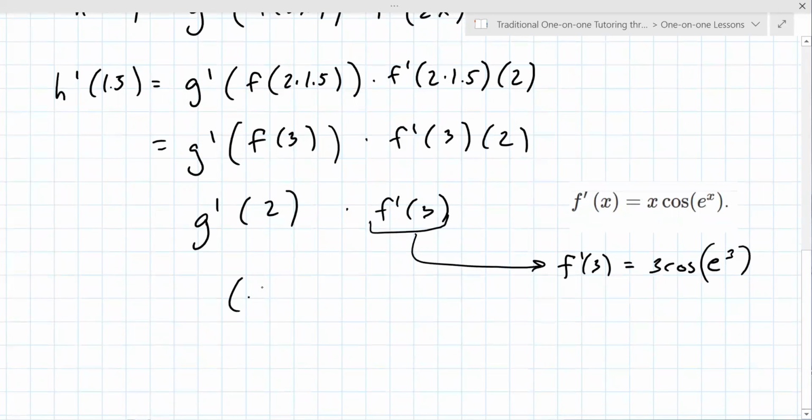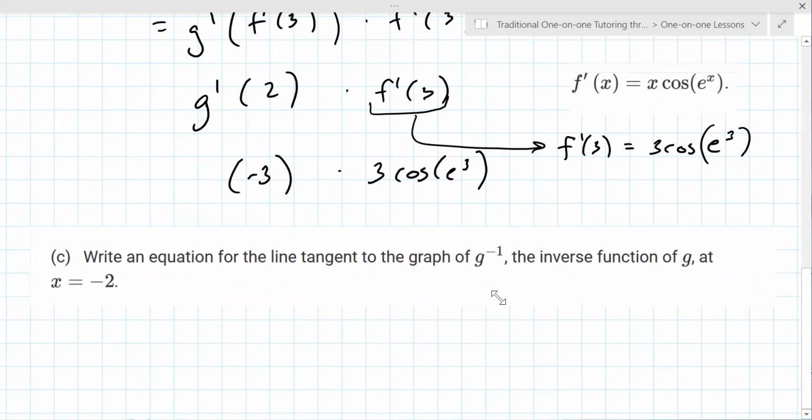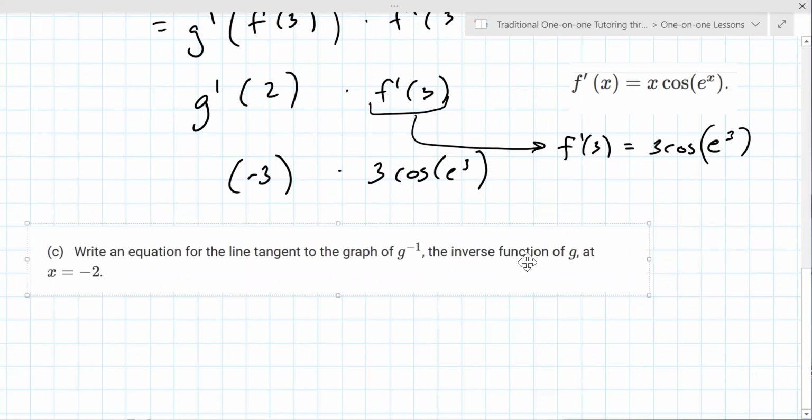Is that clear? Yeah. Okay. And then there's a part C. Oh boy. I think there's a part D too. Yeah, part D. So okay, here I guess you are going to get inverse stuff at -2.